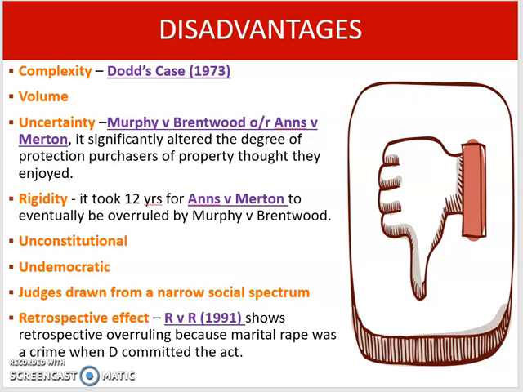And another disadvantage of precedent, although hopefully I'm sure we all agree that the decision in R v R was a good one, marital rape should definitely be illegal. But when you think about that, it actually has retrospective effect. Because when the defendant in this case raped his wife, what he did was legal. But when he came to court, the judge at that point decided, actually, times have changed, it's now illegal, so you're guilty. So we're punishing him for something he did retrospectively.